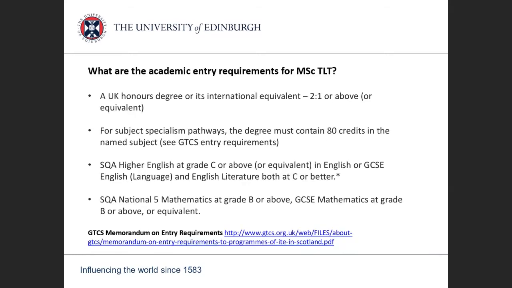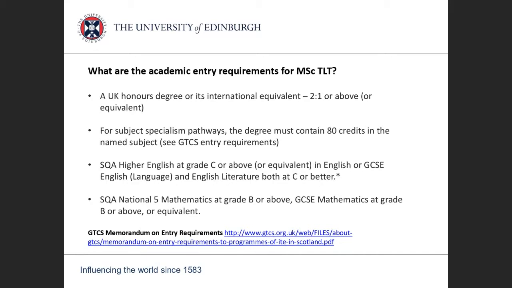So what are the academic entry requirements for entry to this programme? We do require a UK honours degree, and it's very important that it is an honours degree or its international equivalent. If you have studied outside of the UK at a university elsewhere in the world and you're not too sure what the equivalents may be to a 2-1, please do just get in contact with us. We do have advice that we can give you for that and what the entry requirements will be.